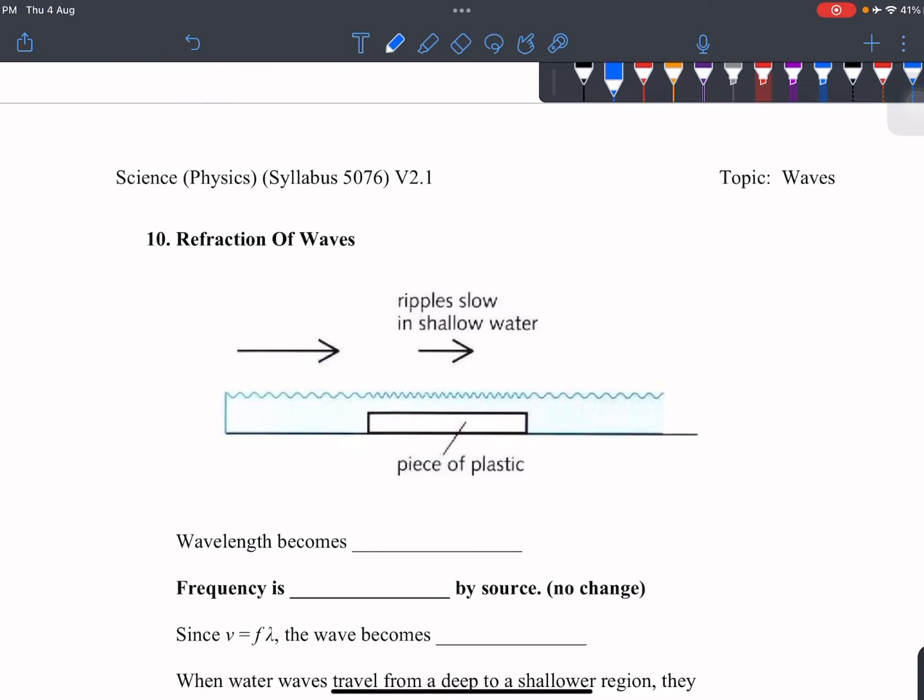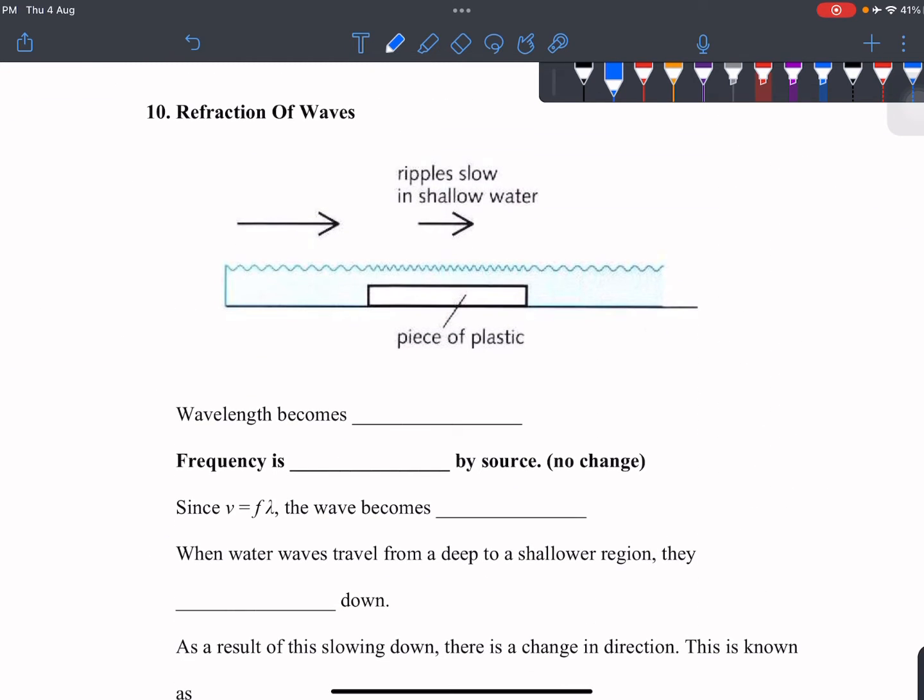Now, the very last concept over here is something that is not really tested, but it will be good to know, just in case people decide to be a bit creative. Here we are going to talk about the refraction of waves. Refraction of waves is when waves go through shallower water, the ripples will slow down, and you can see the wavefronts are nearer.